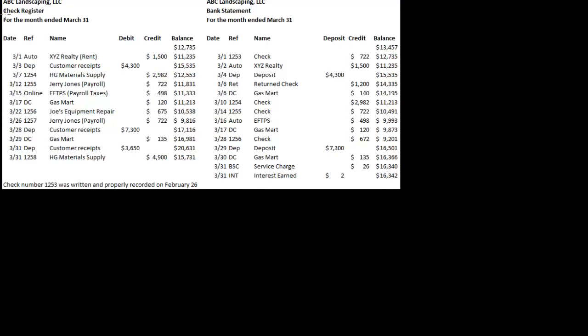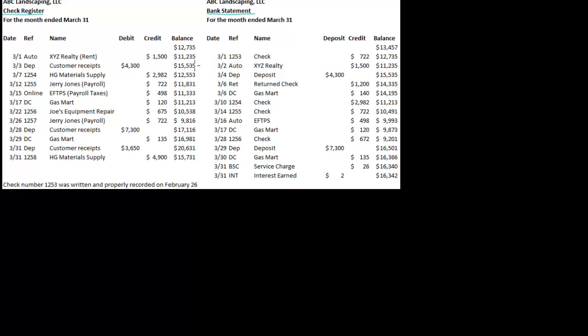Okay, so to take the company's check register, which is here, and this shows all of the detail for the month of March, and compare that to the bank statement. So here's their bank statement. This would come in the mail from the bank. And here is all the activity that the bank knows about.